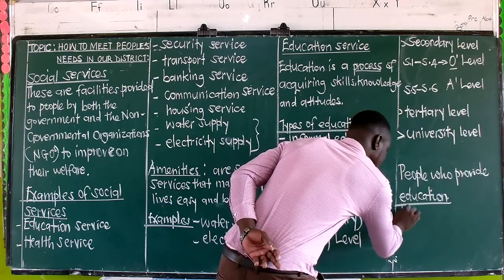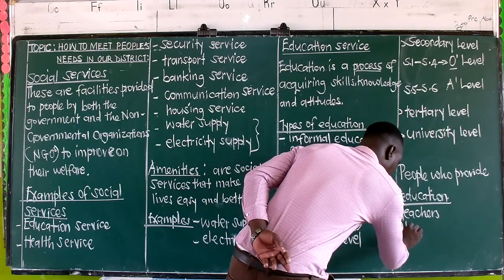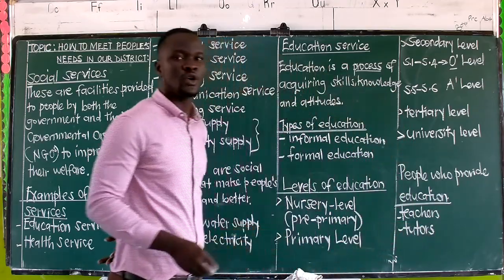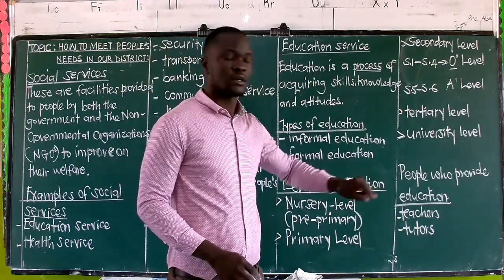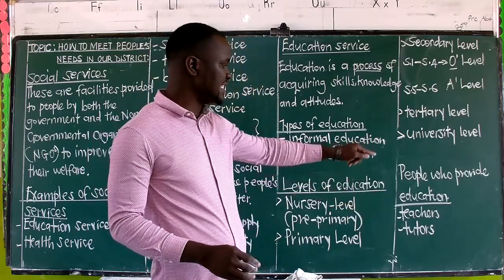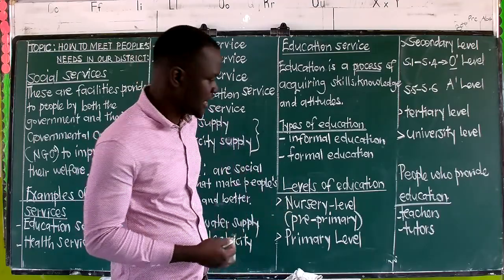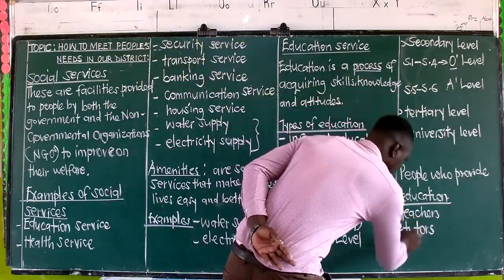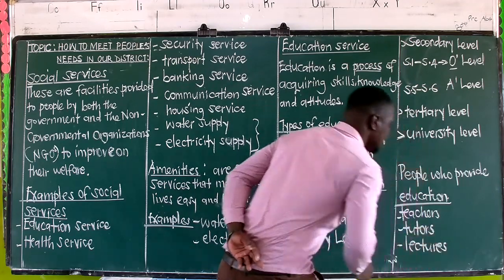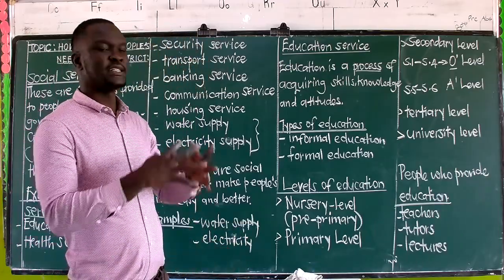We have said we have teachers, we have tutors. Now the tutors are the ones who train the teachers. I hope you are getting that. The tutors train the teachers, and then the teachers come and teach the children. Then we have the lecturers. These are the ones who teach the people who are at the university, the candidates at the university.